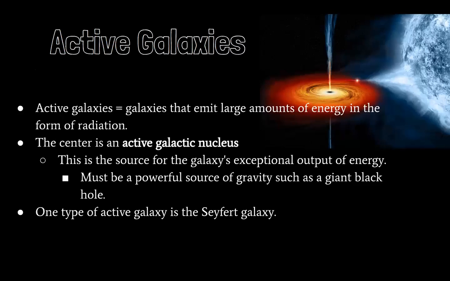Active galaxies are galaxies that emit large amounts of energy in the form of radiation. The center of one of these galaxies is called an active galactic nucleus, which is the source of the galaxy's exceptional output of energy. The source of energy for an active galaxy is a powerful source of gravity, such as a giant black hole. And one type of active galaxy is called the Seyfert galaxy.